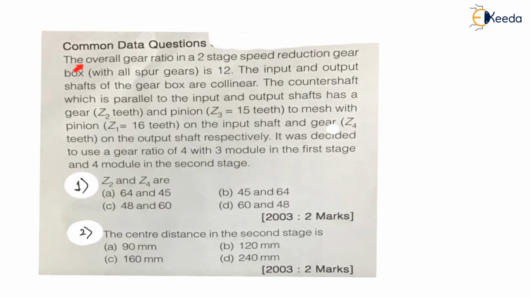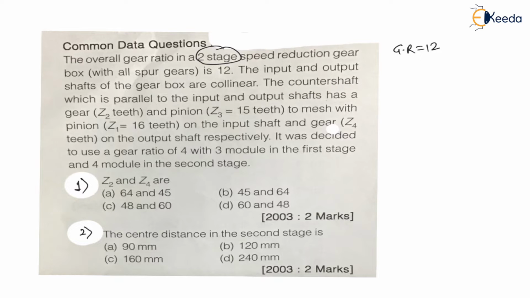Now let us understand this question. The overall gear ratio in a two-stage speed reduction gearbox with all spur gears is 12. Here the overall gear ratio is given as 12 and it is a two-stage speed reduction gearbox. The input and output shafts of the gear are collinear, means the input and output shaft axes are collinear, right? That we will see.